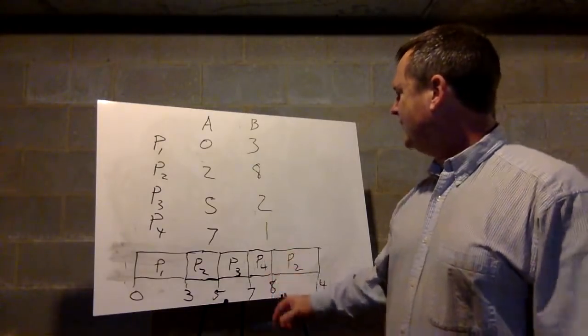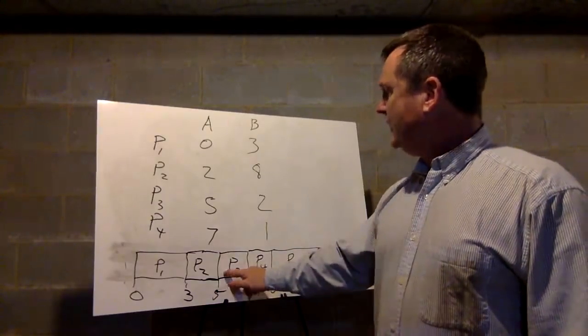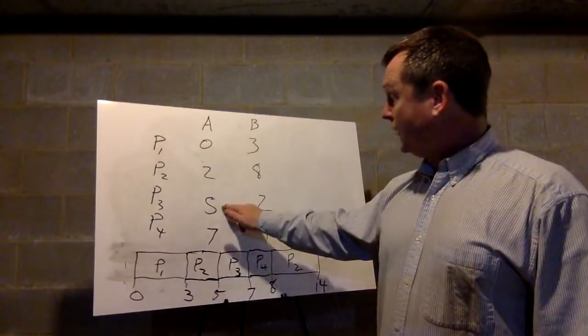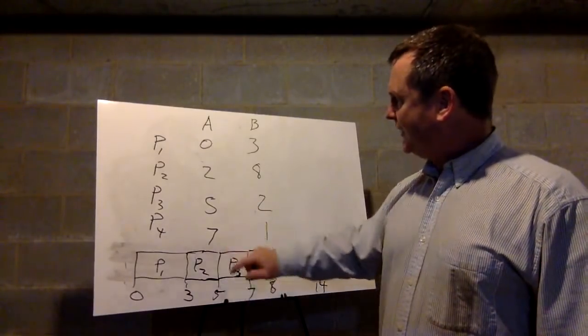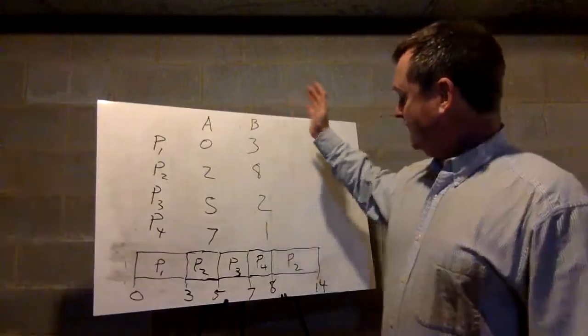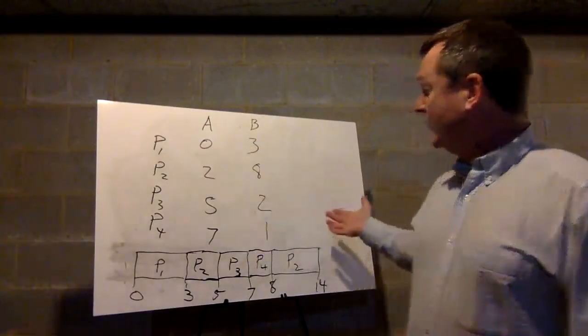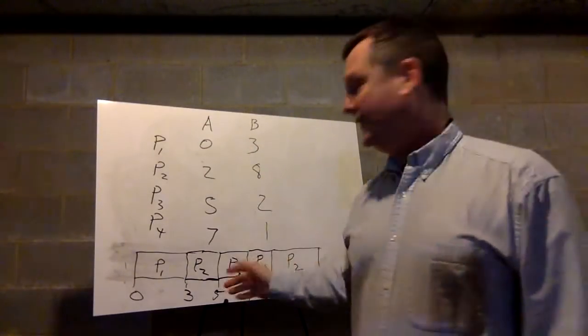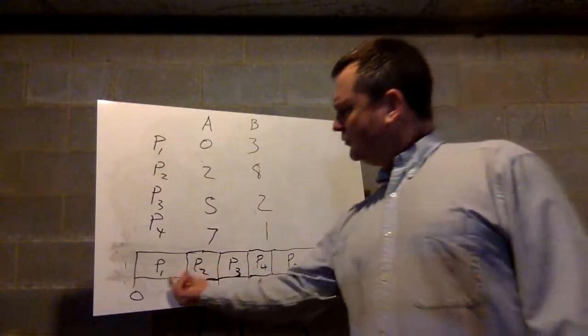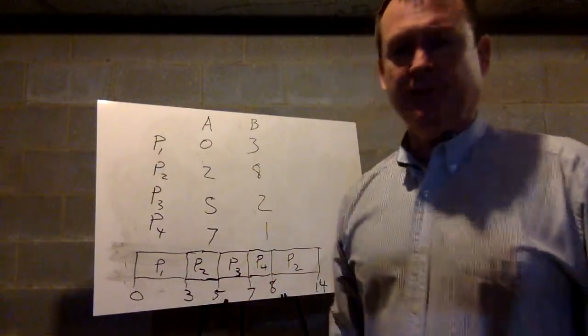Just picking other examples, P3 didn't wait at all because it got to run as soon as it entered the queue. The same for P4, and the same for P1. So I think everyone else has a 0 waiting time. P2 waited a little bit there and then more in the middle here.